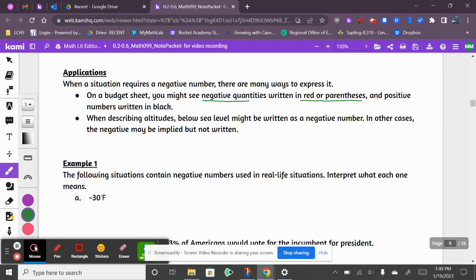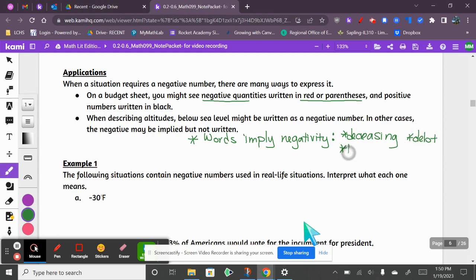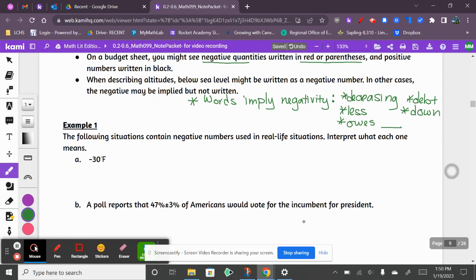So here are a few words that imply negativity. The word decreasing, the word debt, the word less, the word down, and also if they say owes a certain amount.